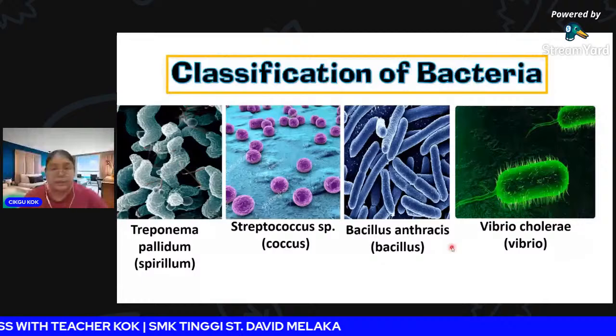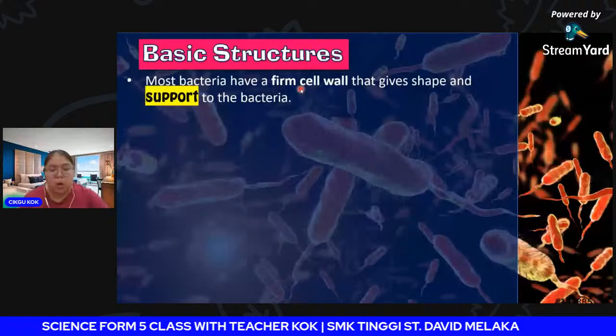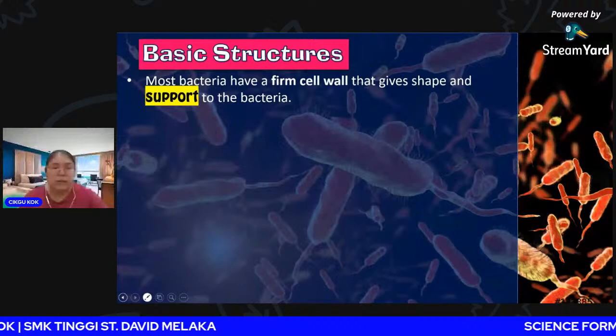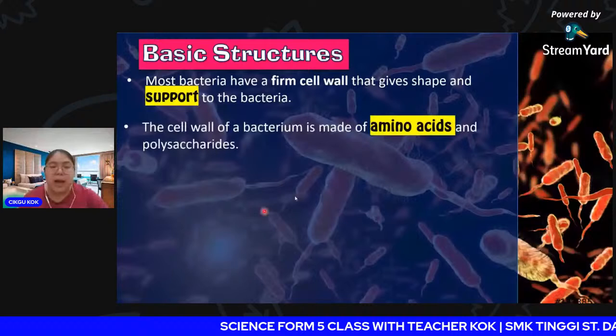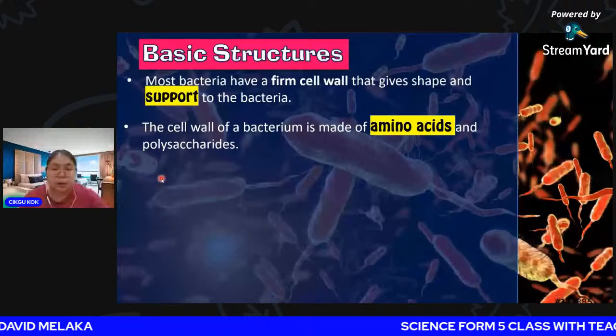Then we go to the next part. We are going to see the basic structure of the bacteria. First, most bacteria have a firm cell wall. The cell wall is firm. It gives the shape and also supports the bacteria. Number two, the cell wall of the bacterium is made of amino acids, which are the units of protein, and also polysaccharides. Saccharides means like glucose, like sugar. This one is simple. After it becomes complex, we divide it to become smaller, that is polysaccharides.